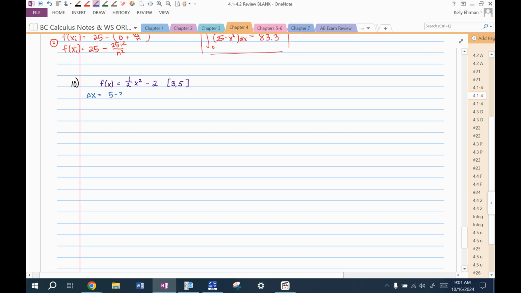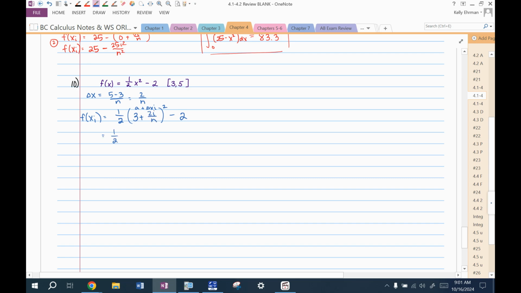Delta x is 5 minus 3 over n, so that's 2 over n. For f of x sub i, I like to set up the function first. So the function is 1/2 times x squared minus 2. What goes in here? It's a plus delta x times i, which just means you're starting the first rectangle somewhere. It could start at 3, which is a, or I could add any number of little delta x's to that and say my first rectangle starts there and everyone spans from there. So that's 3 plus 2 over n times i.